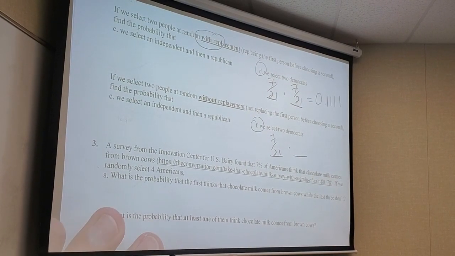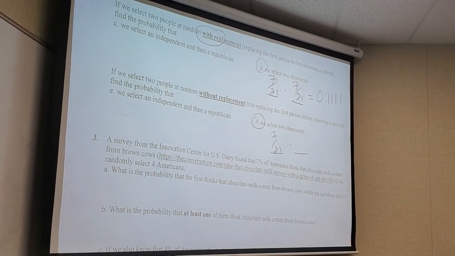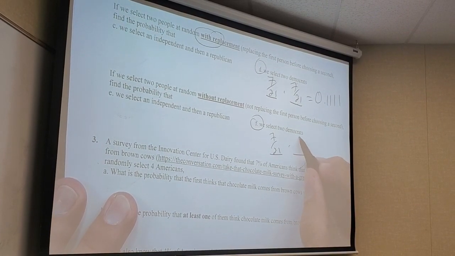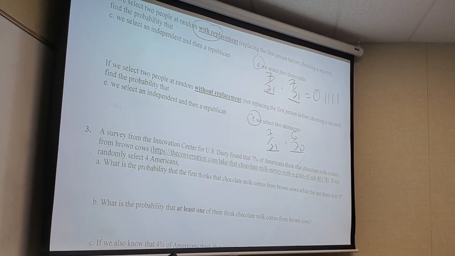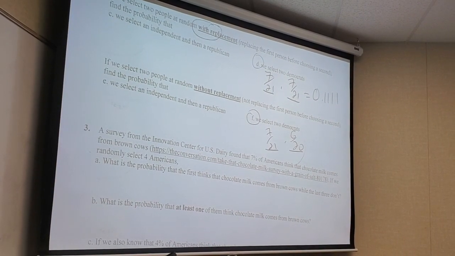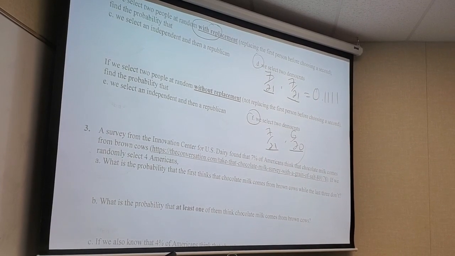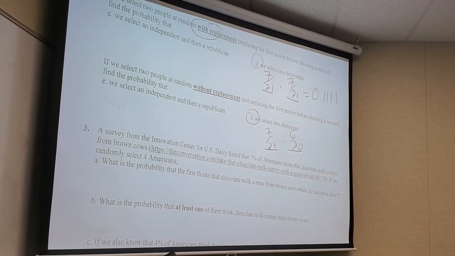How many people are in the House now? How many Democrats are in the House now? 6. So what's the probability the next one's a Democrat? 6 out of 20. Why did the top number change this time? Because the thing I picked first was what I wanted second. So of course I lost one of those things.